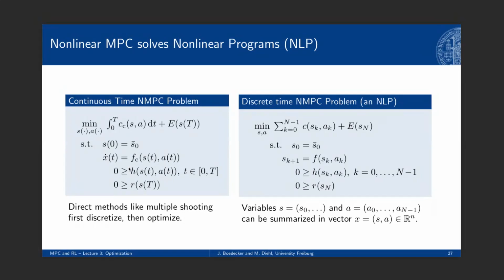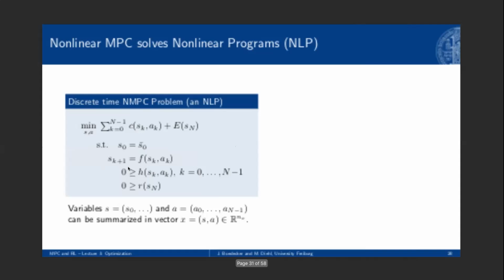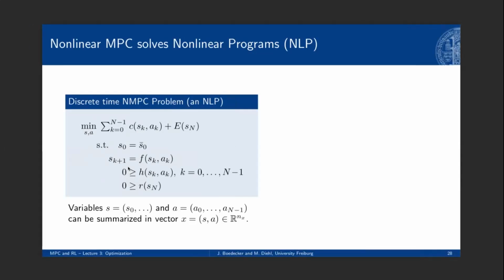So these variables together form a very large vector x, extremely large, both trajectories together, but it's finite dimensional now. And then we are basically at a nonlinear program. So let me focus on what this nonlinear program is. Let's move it to the left and just summarize it as this.